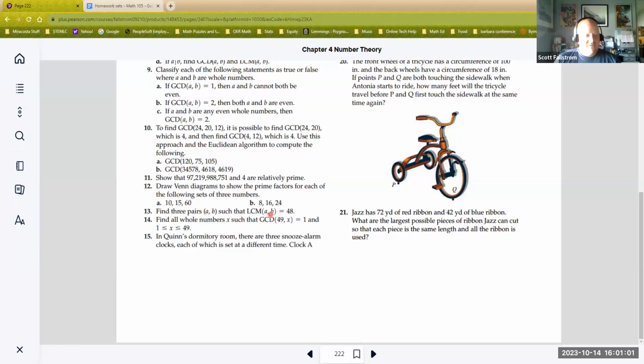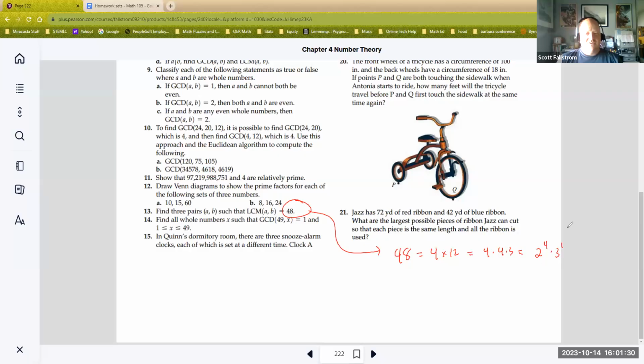Find 3 pairs of numbers such that the least common multiple is 48. Don't go too deep into this. I know sometimes some of you spend a lot of time on a few of these problems. If the least common multiple is 48, think about 48 with its prime factorization. 48 is what? 4 times 12, which is the same as 4 times 4 times 3, which is 16. So 2 to the 4th times 3 to the 1st.